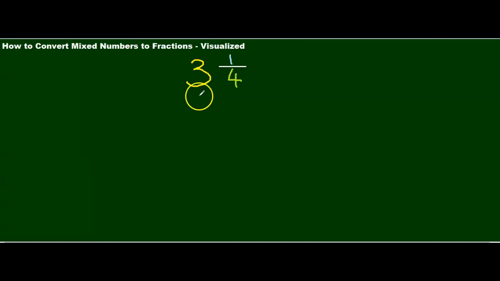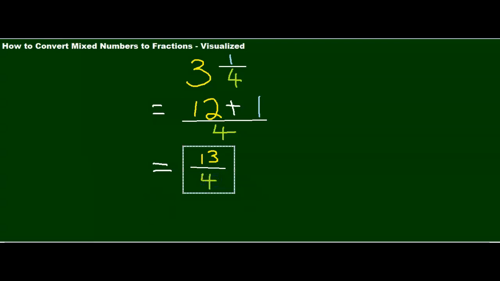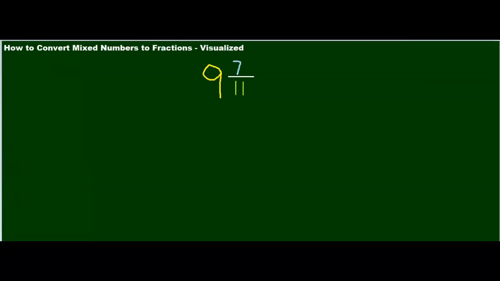Let's try another one. So we have 3 and 1 over 4. So we do 3 times 4, which gives me 12, plus 1 from my numerator over my denominator, which is 4. And we're going to simplify. 12 plus 1 equals 13 over 4. That's my final answer.